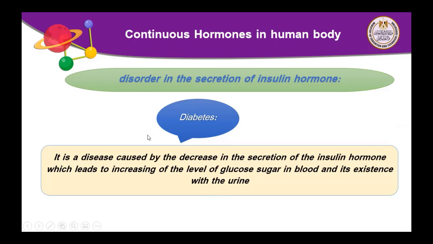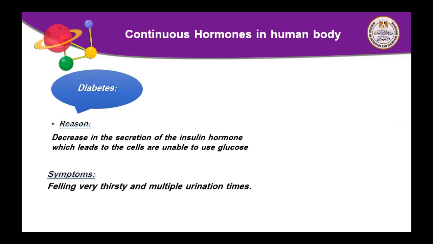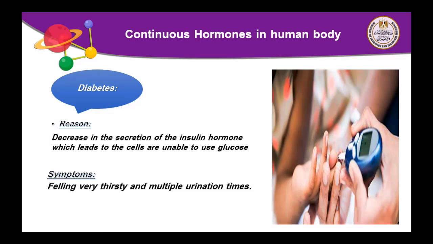Here, with diabetes, insulin is decreasing, so the level of glucose in the blood increases. It causes diabetes, which is an increase in the glucose sugar in the blood and a decrease in insulin. That is the reason: a decrease in the secretion of insulin hormone, which leads to the cells being unable to use glucose for energy. Symptoms: feeling very thirsty and multiple urination times. So I have two symptoms. The first is feeling very thirsty. Number two, multiple urination times.